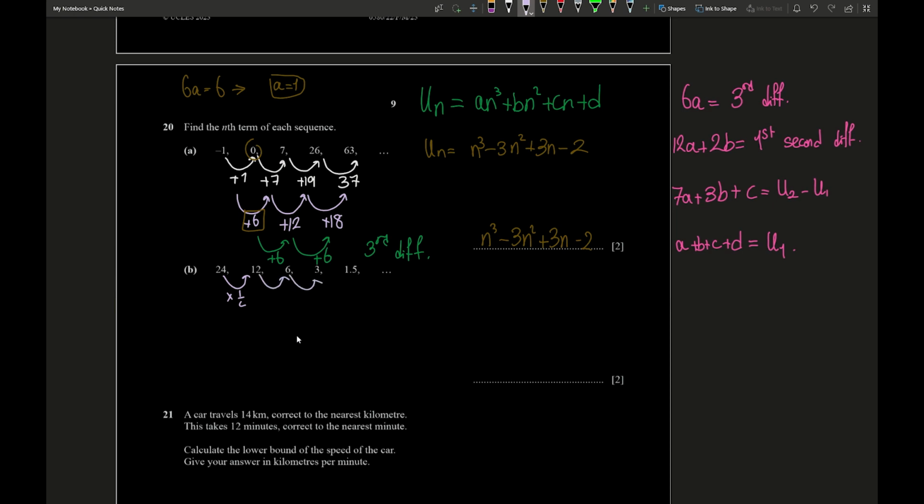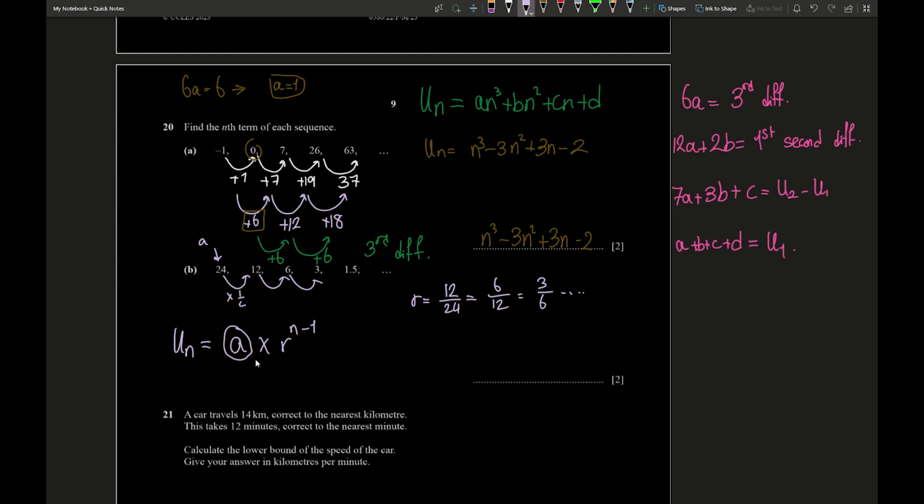Now, this type of sequence is known as a geometric sequence or an exponential sequence, which has a form of nth term, which is written as un is equal to a multiplied by r raised to the power of n minus 1, where a is the first term in the sequence, which is in this case 24. So a is equal to 24, and r is the common ratio. The common ratio is basically the ratio between two consecutive terms. So r is equal to 12 over 24, which is also equal to 6 over 12, which is also equal to 3 over 6, and so on.